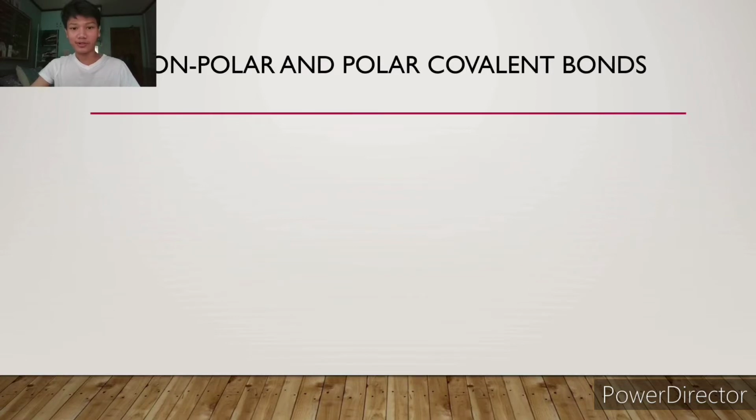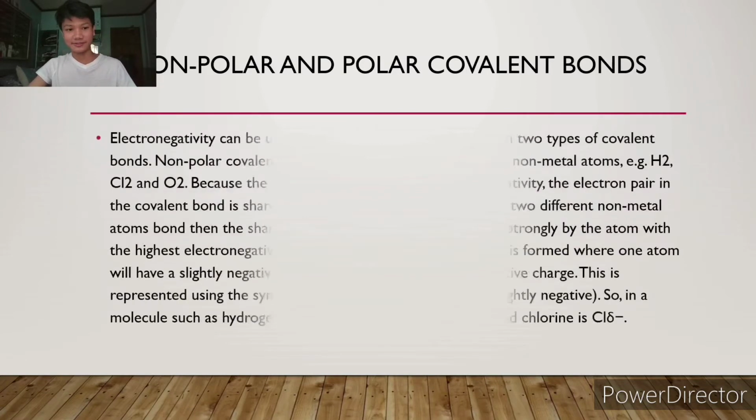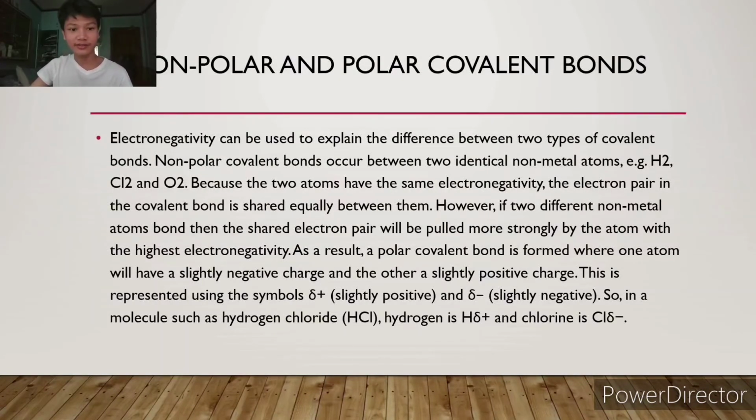Nonpolar and polar covalent bonds. Electronegativity can be used to explain the differences between two types of covalent bonds. Nonpolar covalent bonds occur between two identical nonmetal atoms, for example H2, Cl2, and O2. Because the two atoms have the same electronegativity, the electron pair in the covalent bond is shared equally between them.